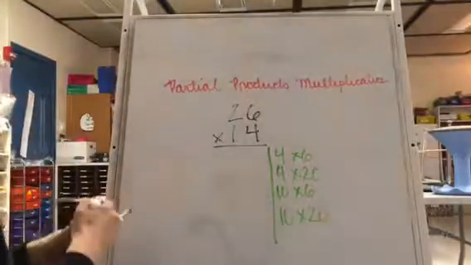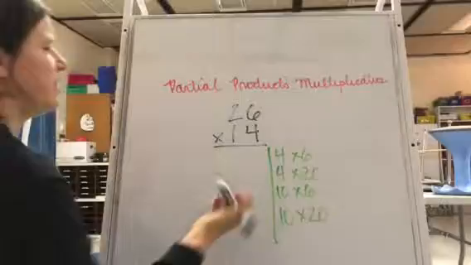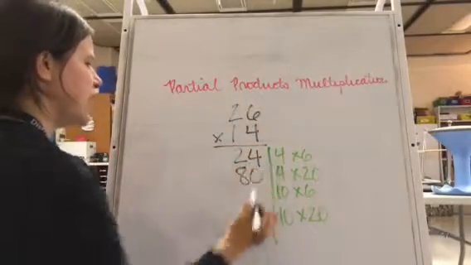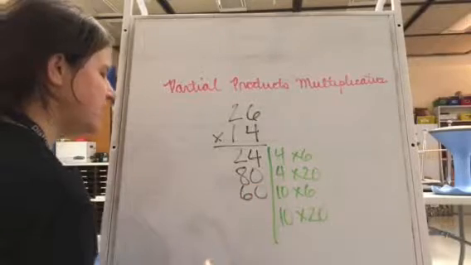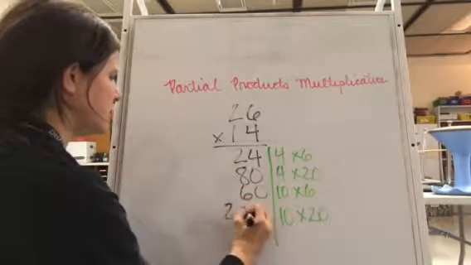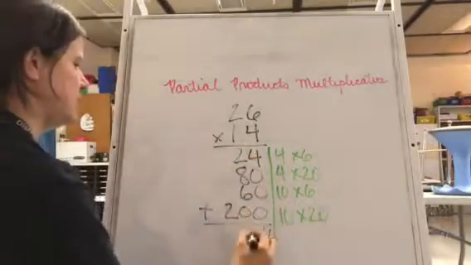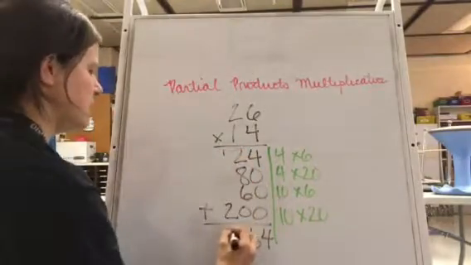Then once all of those problems are laid out, we can go through and solve them. 6 times 4 is 24, 4 times 20 is 80, 10 times 6 is 60, and 10 times 20 is 200. Add them all together. So 24, 104, 164, 364.